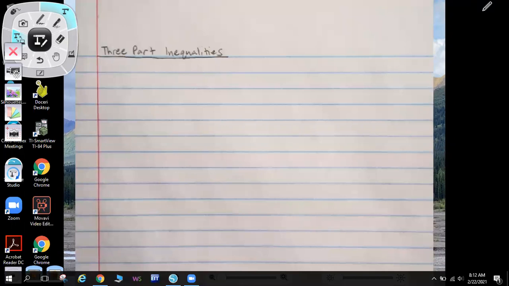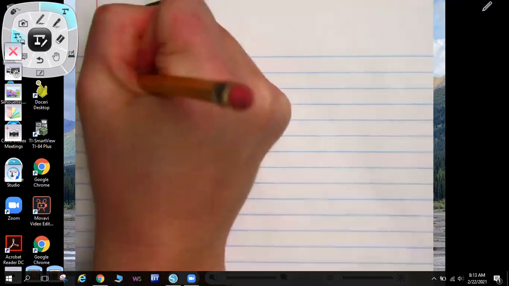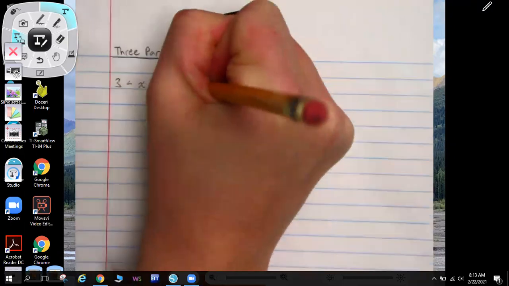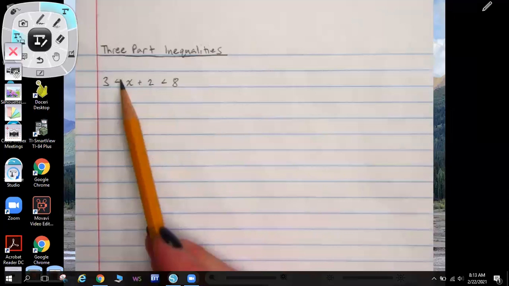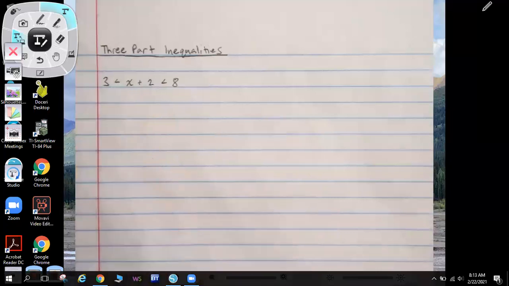So sometimes when we're working problems, it's necessary to have a three-part inequality. What that's going to look like is something like this. We have 3 is less than x plus 2 is less than 8. The two inequality signs create 3 different parts. That's why it's called a three-part inequality.